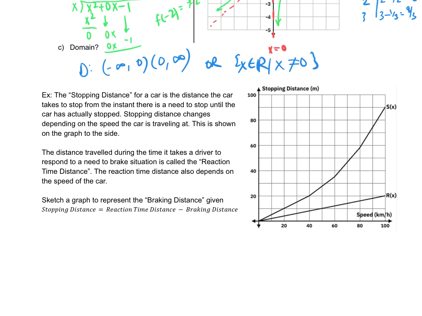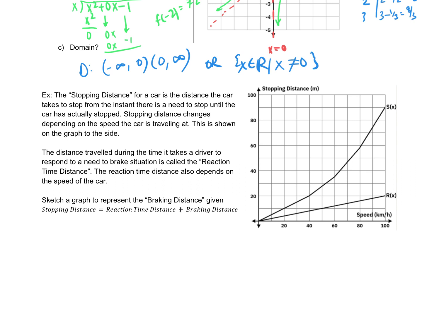The distance traveled during the time it takes a driver to respond to a need to brake situation is called the reaction time. The reaction time distance also depends on the speed of the car. So again, using 100 kilometers per hour, if you're traveling at that speed, you have a reaction time distance of 20 meters. So in 20 meters, you'll realize, oh my God, I need to brake. But at that speed, it takes you 90 meters to actually stop the car. So that means stopping distance is made up of your reaction time plus the actual braking distance that is required.